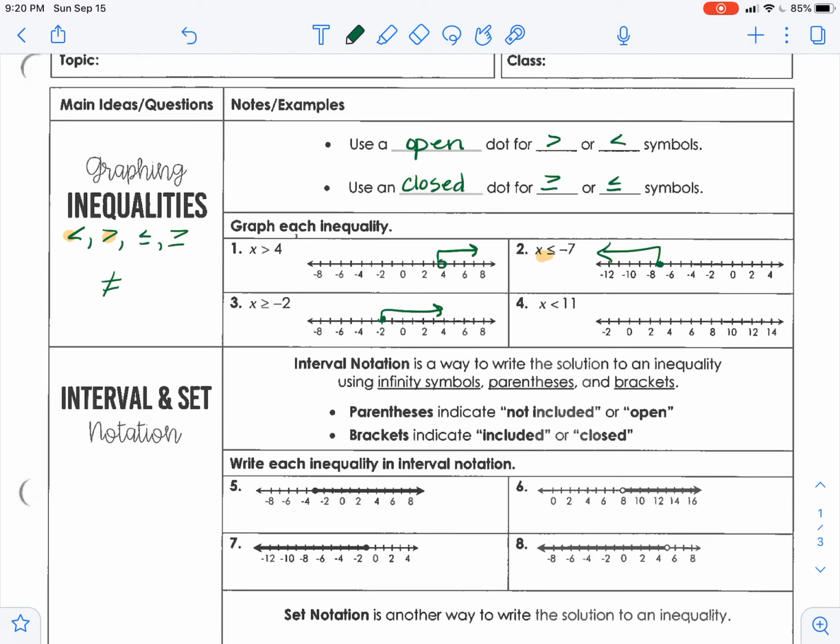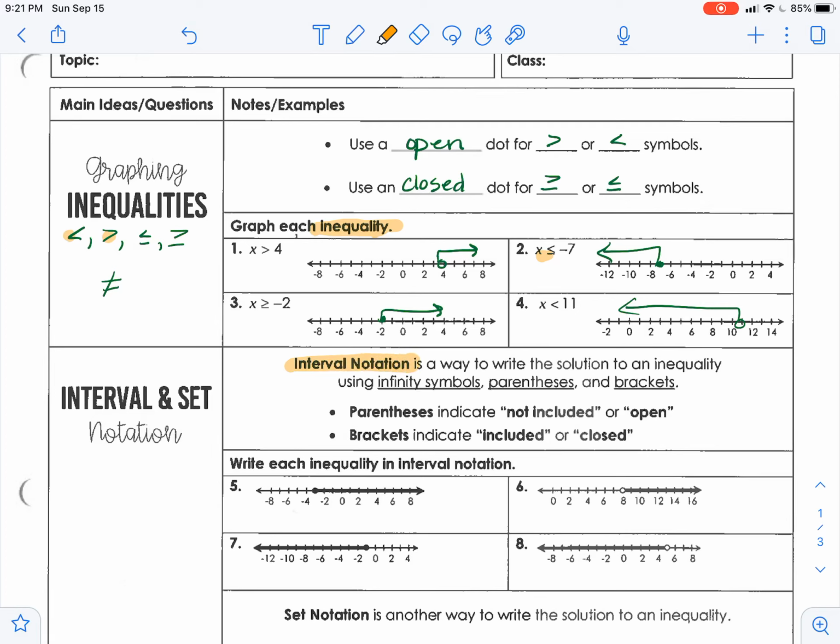If we have x is less than 11, then I'm going to have an open circle on 11 and my arrow going to the left. Okay, so hopefully that's not anything new. That's just a review. You remember that information. So we're going to add to it just a little bit. So we call this one that you did inequality notation. The next one that we're going to look at is what's called interval notation.